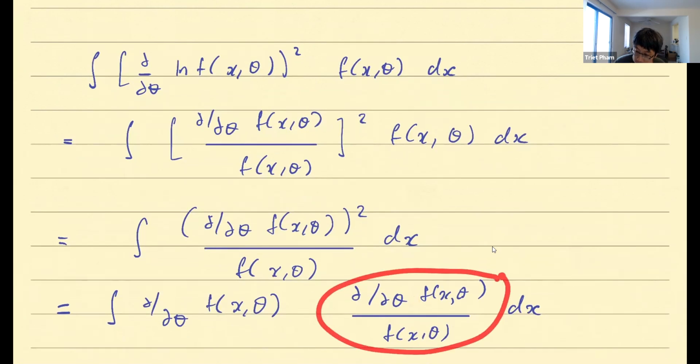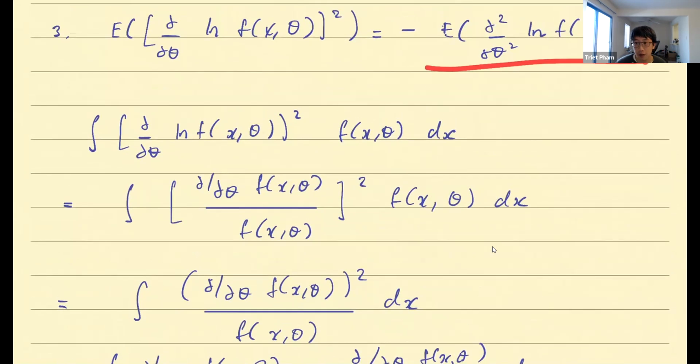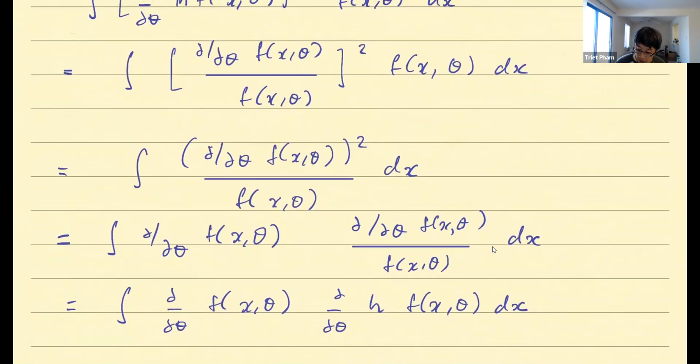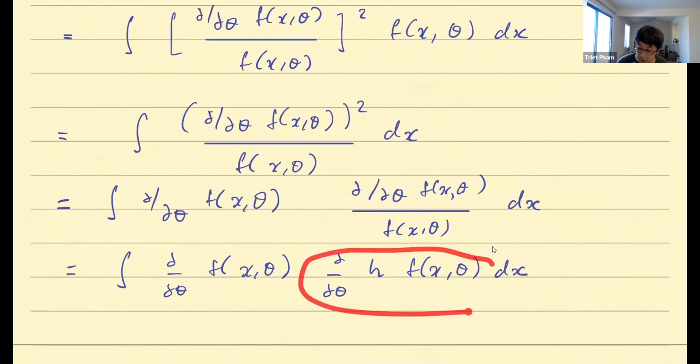I do so because this is going to be the derivative of the log. This term right here is the derivative of the log. So I will write it down one more time as the derivative of the log. And now this is a little bit more hopeful because somehow I want to relate this to the expectation of the second derivative. So does anyone see what the final trick will be to somehow turn this into the second derivative?